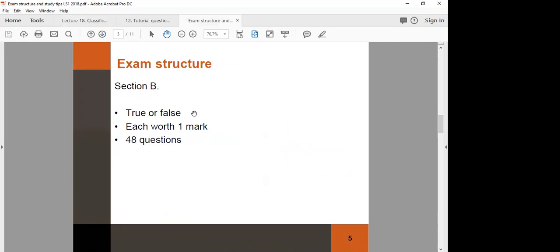Section B, true or false questions. Each question is worth 1 mark, and there are 48 questions in total. Once again, revise your lectures, revise the tutorial questions. You can see already that this exam, you need to be really well prepared to get through it.